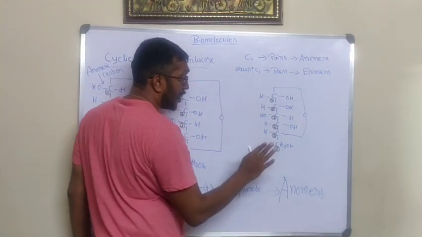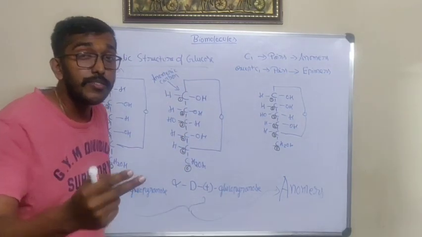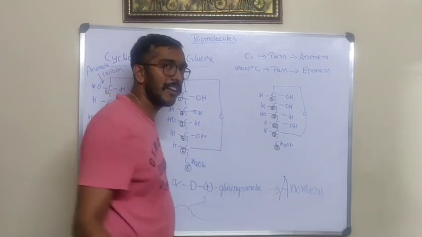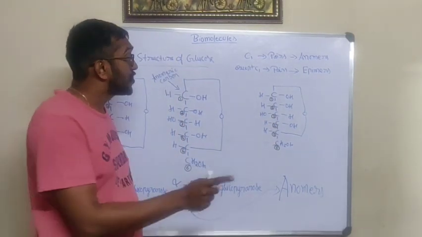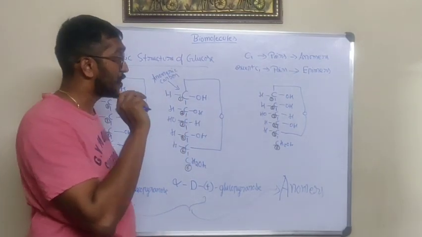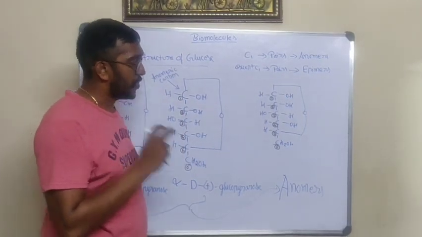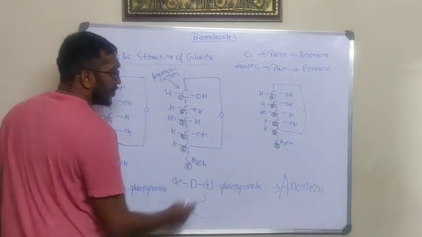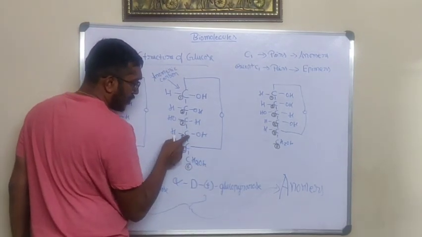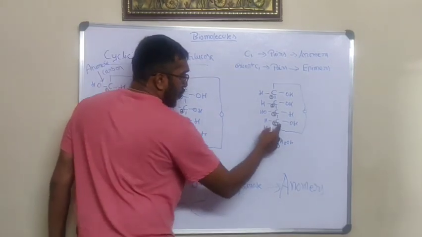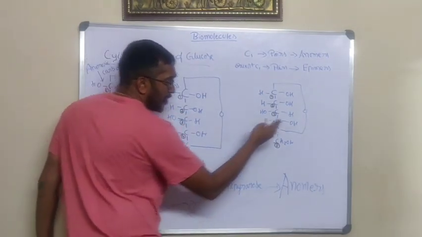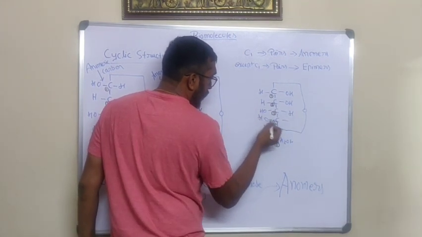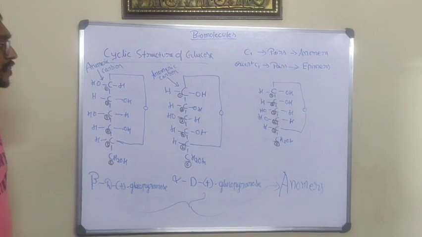Except carbon 1, if I change the position of hydrogen and OH group in carbon 2, carbon 3, carbon 4 (5 is not possible), then it is called what? Epimers. So now I am going to change the position of the OH group and H group on the fourth carbon. See here, fourth carbon, OH right, hydrogen left. So I am going to change it: OH left. That's it.